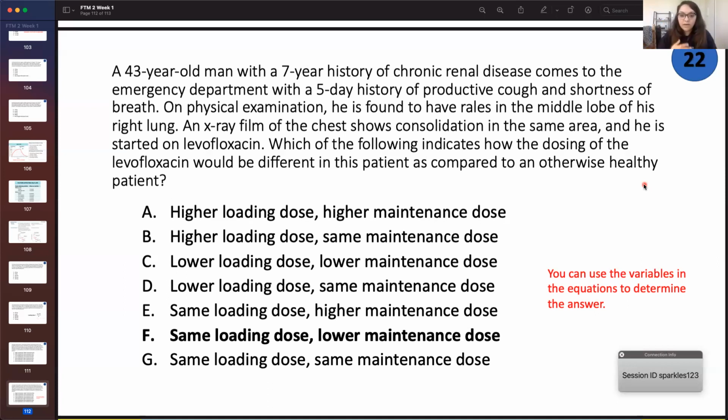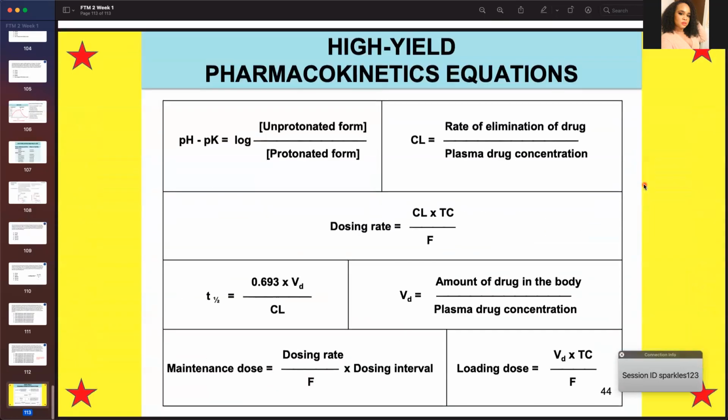When we're talking about clearance, all I'm worried about is getting it out. So I'm going to start you off at the same dose as everyone else, but I'm going to give you slower or lower maintenance doses so that I don't get you to that toxic level. Does that make sense? Yeah, it does. Thank you. Okay, perfect.